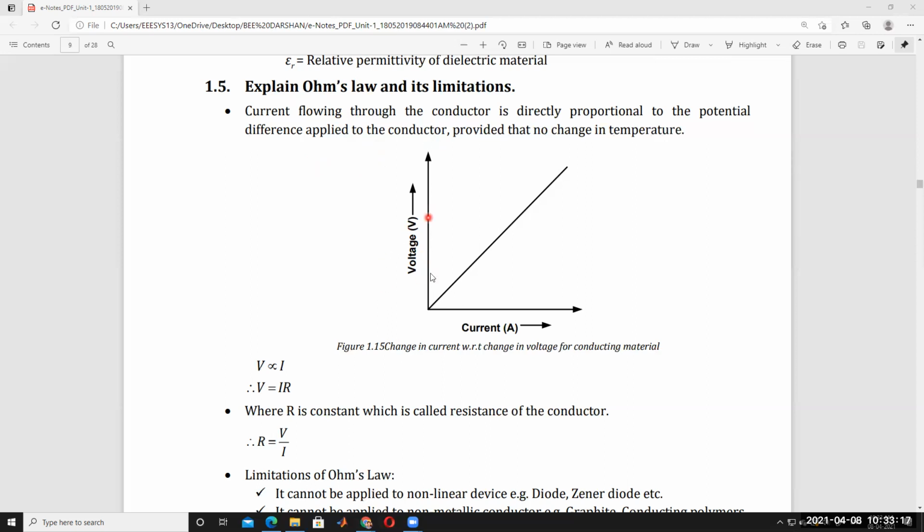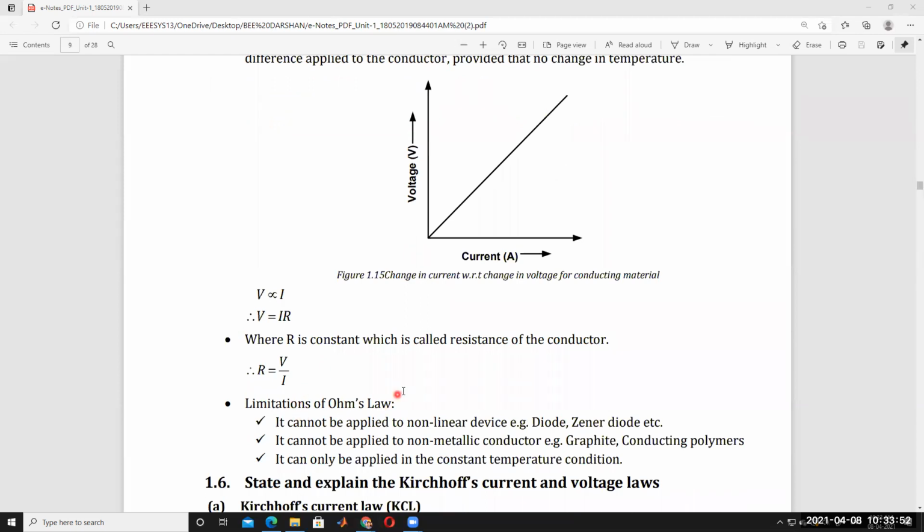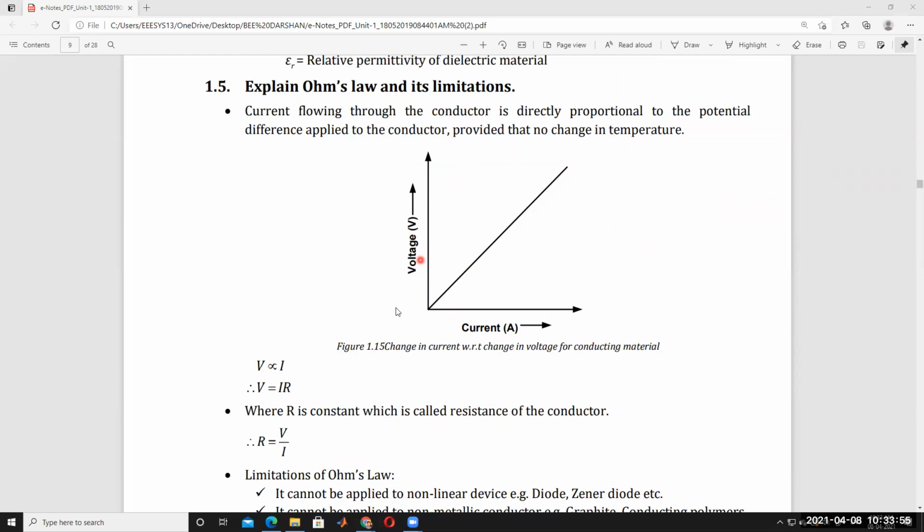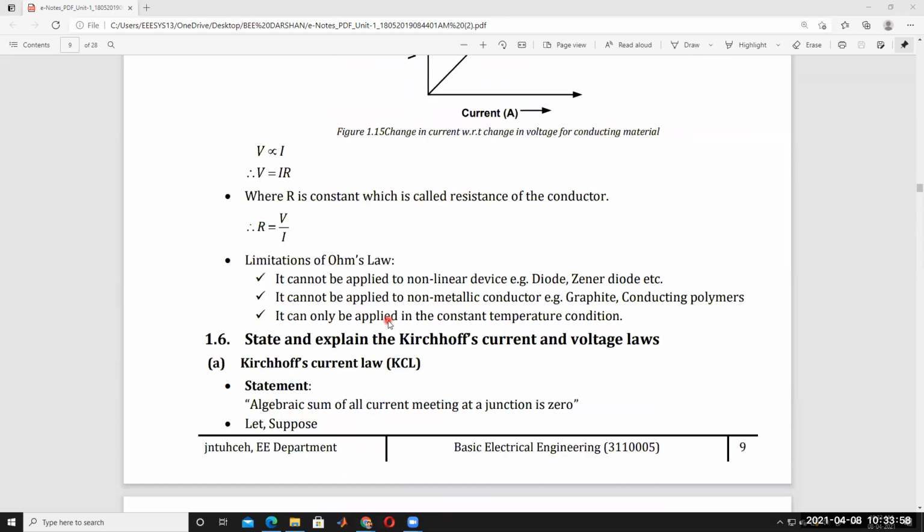This is the voltage and current relation: the change in current with respect to change in voltage for a conducting material. Voltage and current increase linearly. That is why V is proportional to the current at constant temperature only. Then V is equal to I into R, where the proportionality constant R is the resistance of the conductor. Then R is equal to V by I. These are the characteristics and definition of Ohm's law.